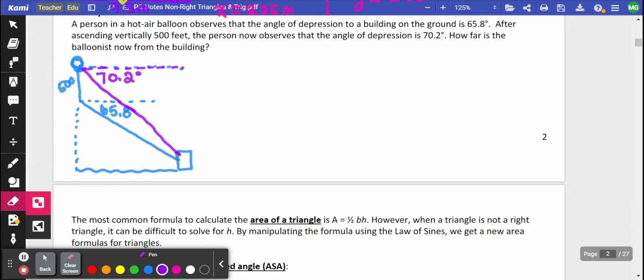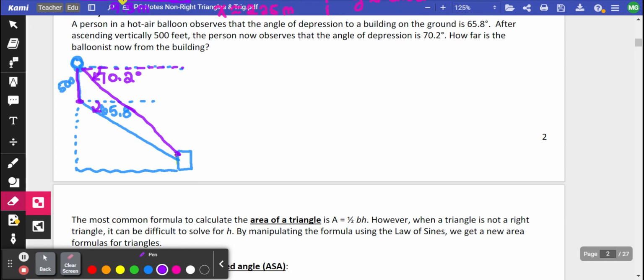Okay, so you might have had a little bit of trouble with this one. So remember, we have the balloon. It's at a certain height, and they look down. So here's where they're looking down, okay, at a building. Angle of depression was 65.8. And then the balloon floated up another 500 feet. That's my balloon. It's terrible, but that's my balloon. And then they look down. Okay, so the angle of depression here is 70.2 degrees to see that same building. We have to figure out how far the balloonist is from the building.